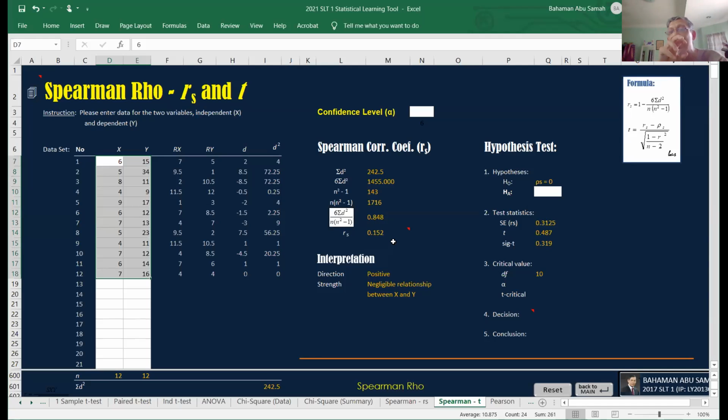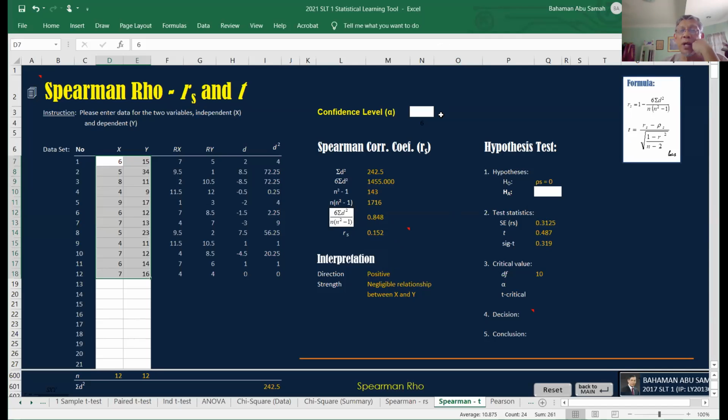It showed you the detail of the calculation, right? You can check your answer. And then what can we explain? In terms of the nature of the relationship, it is positive because 0.152 is positive. And what about the strength? Negligible relationship between working environment and work commitment.